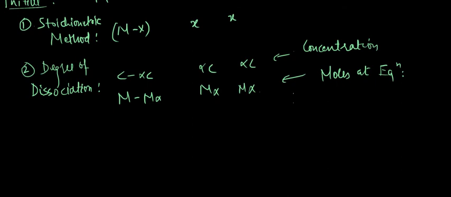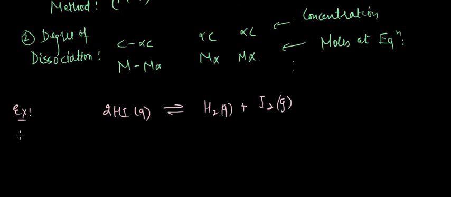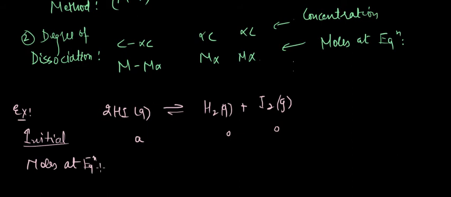Okay, let's see another example. Suppose we have 2 moles of HI getting converted into H2 plus I2. In this case, again, the initial moles would be, let's say, A and 0 and 0. So the moles at equilibrium can be A minus 2x, and x and x formed here.